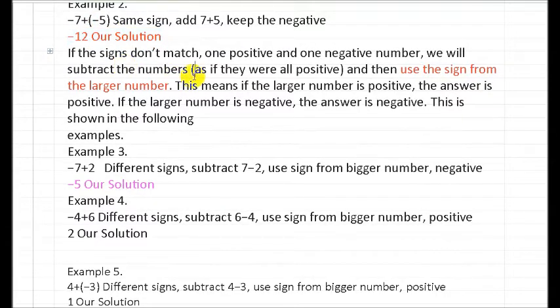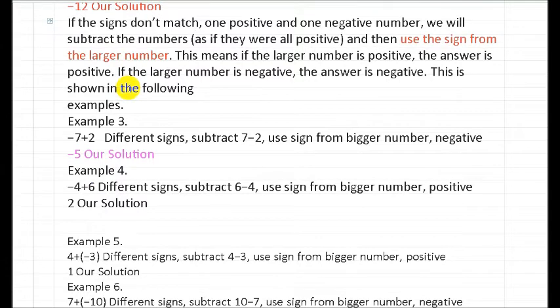Okay? If the signs don't match, one positive and one negative number, we will subtract the numbers and then use the sign from the larger number. This means if the larger number is positive, the answer is positive. If the larger number is negative, the answer is negative.